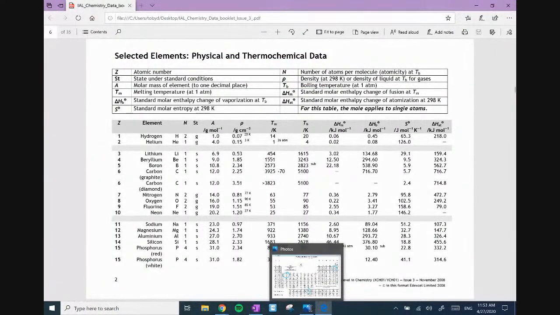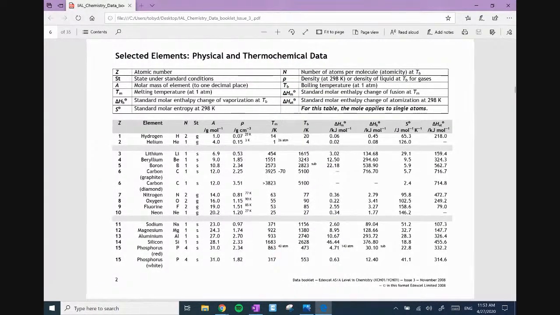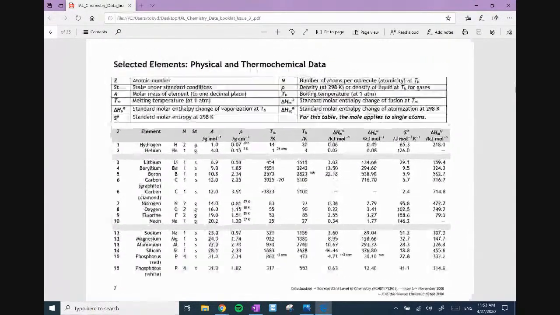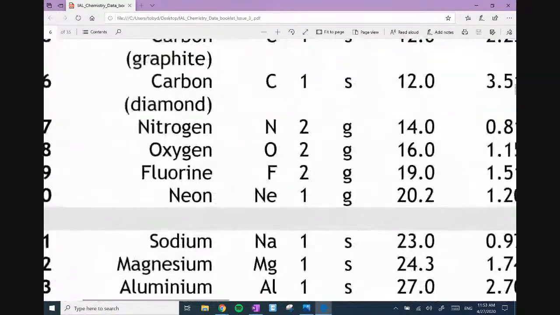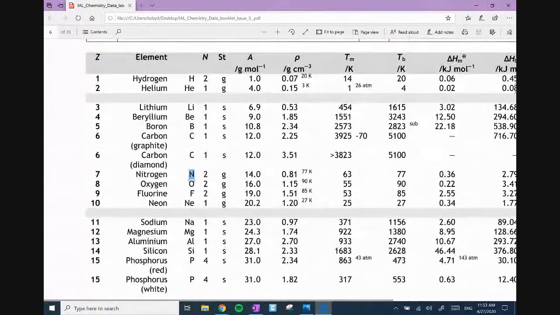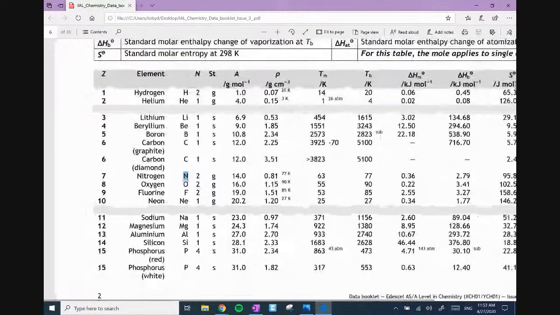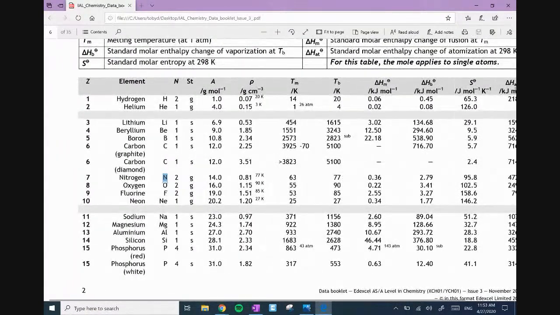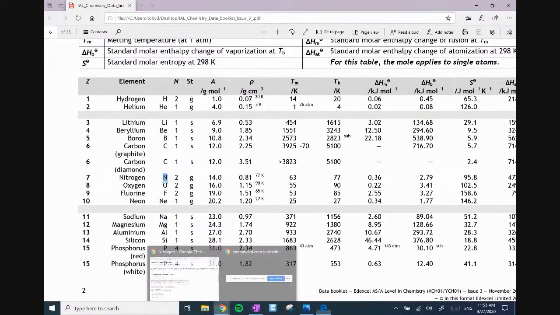Because look, on the data sheet, it gives the N number, which says 2. There, N2, like O2. It shouldn't be times by 6. It should be times by 3. That there is a molecular entropy value, not an atomic entropy value. Look, P4. It shouldn't be. Let's check the mark scheme.